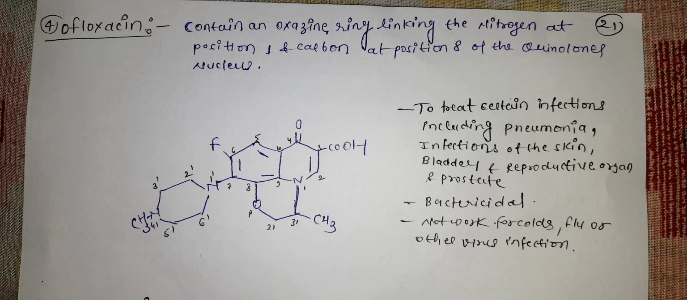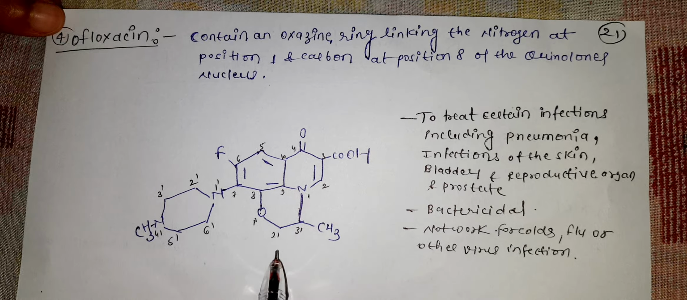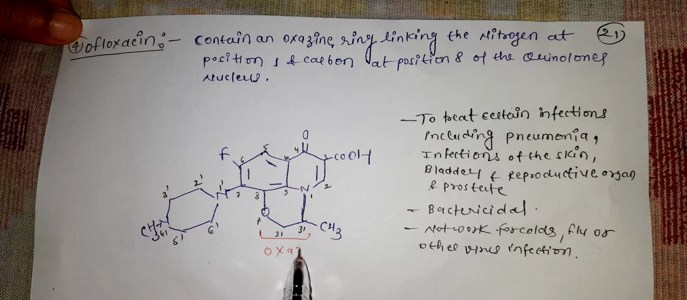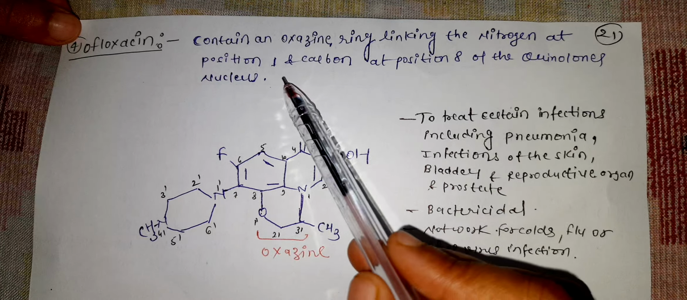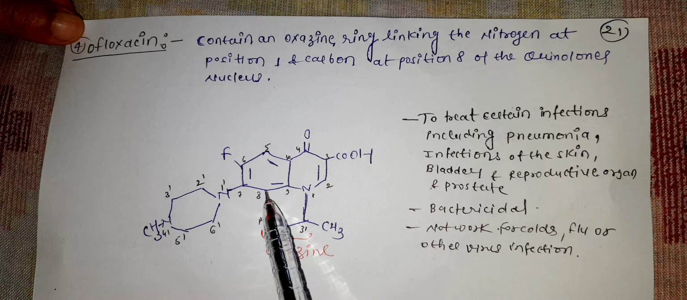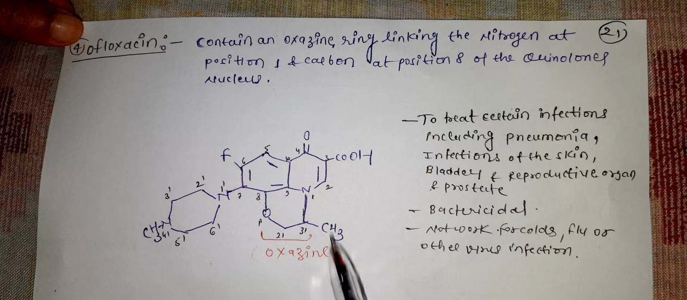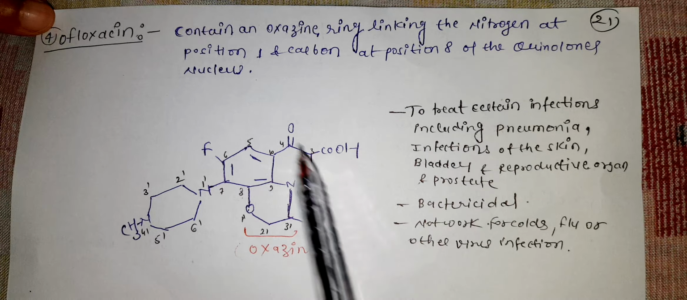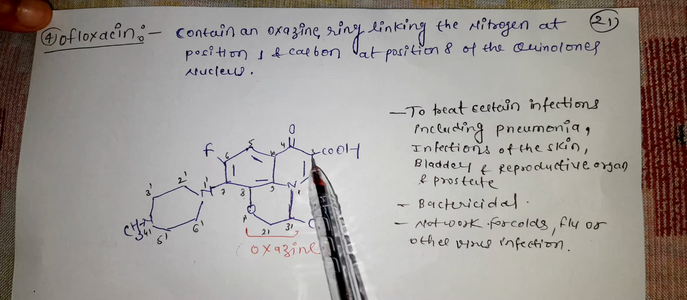The next drug is ofloxacin. Ofloxacin contains an oxygen ring. This oxygen ring links the nitrogen at position 1, this is the nitrogen at position 1, and this is the carbon at position number 8. So this oxygen ring is linked with position number 1 and position number 8, and the derivative is a fluoroquinolone derivative and the nucleus is fluoroquinolone.